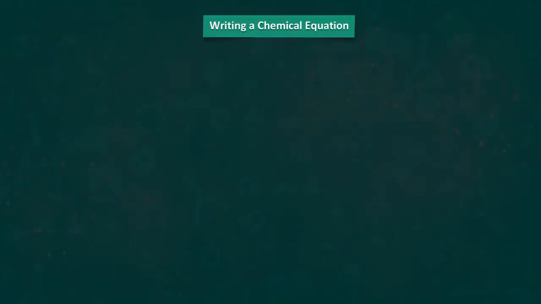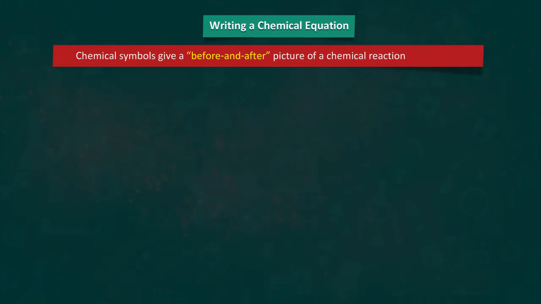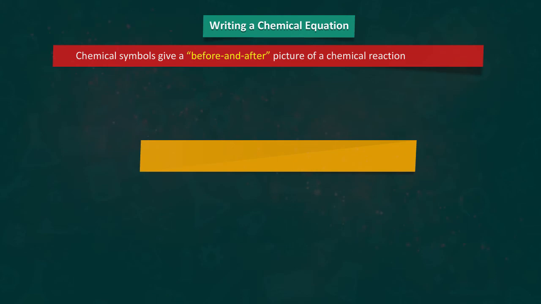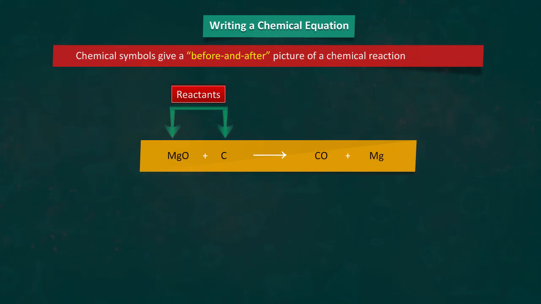Let's understand writing a chemical equation. Chemical symbols give a before and after picture of a chemical reaction. Magnesium oxide reacts with carbon to form carbon monoxide and magnesium.